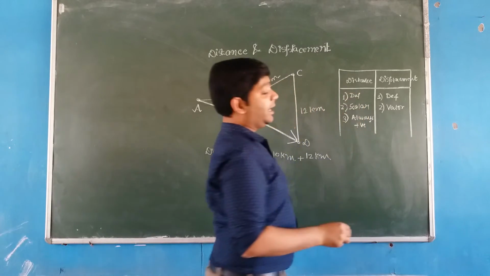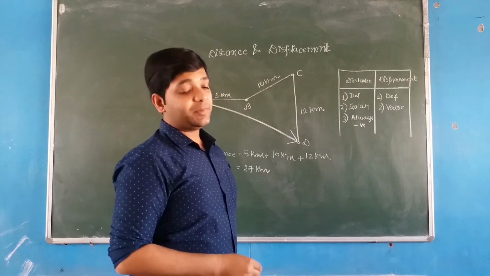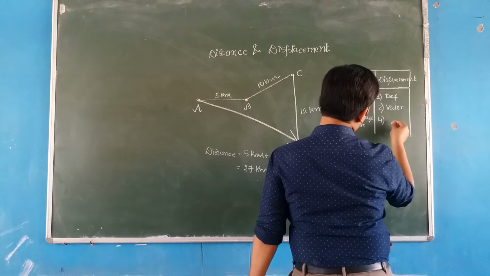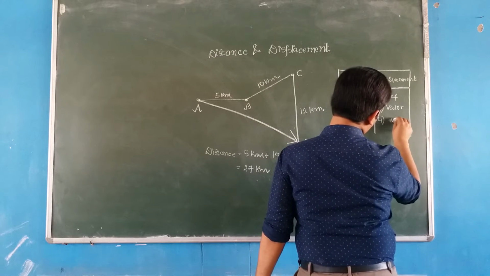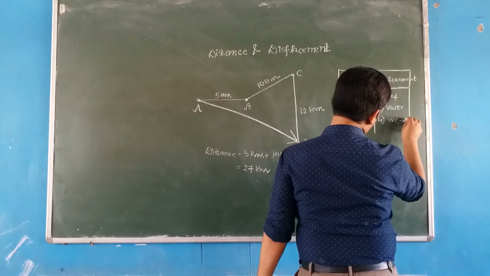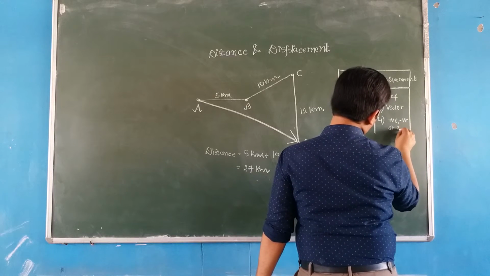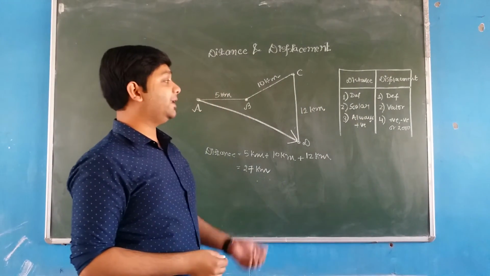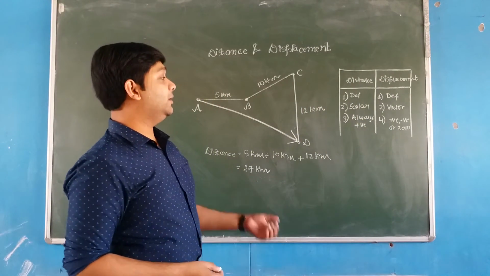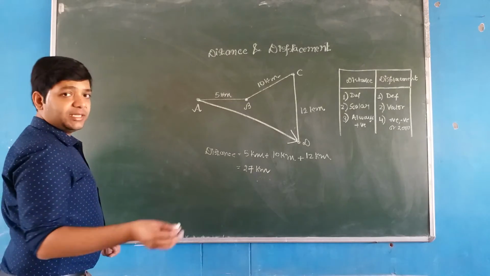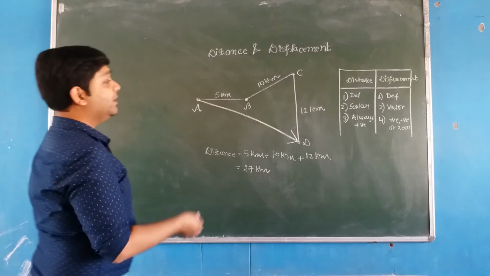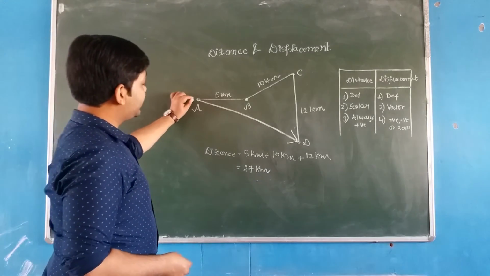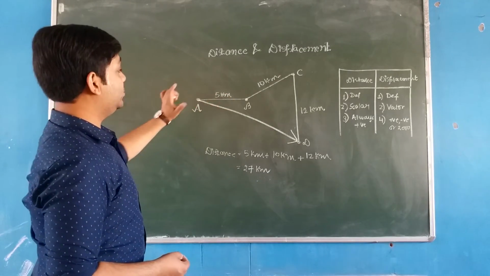While displacement, under the heading displacement, right, displacement may be positive, negative or zero. That means our displacement can take any value, any positive value, negative value or zero. When it will take zero value? When you are traveling from some point and you return back to that point.